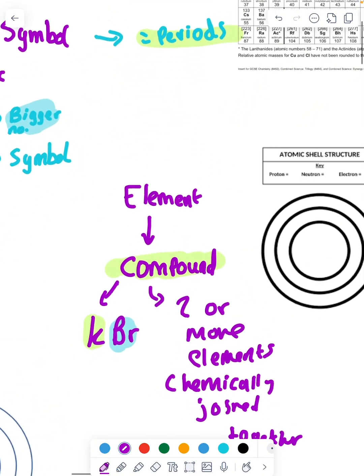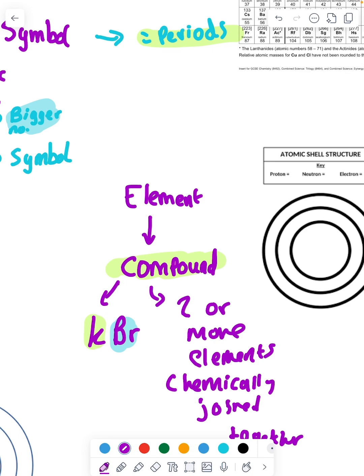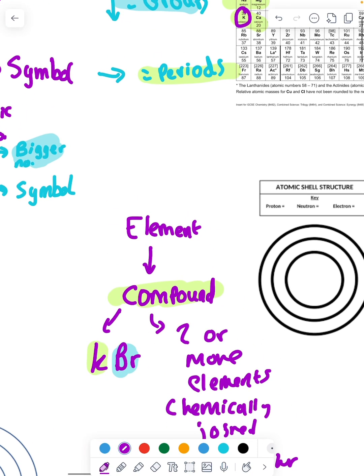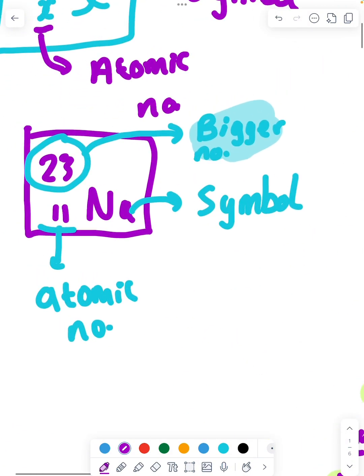Again, going in order of size, if you join 2 or more elements together, you get a compound. Now, an element itself is made out of 2 or more of the same atom. What we're saying is that this sodium here, for example, is only made out of sodium atoms.